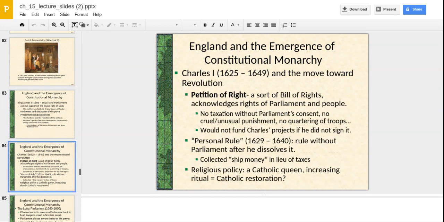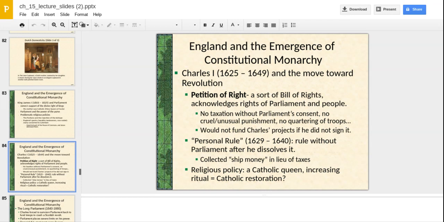Now, his successor is Charles I, and this is going to push us towards our move towards revolution. The institution of the Petition of Right, which was sort of a Bill of Rights, it acknowledges the rights of both Parliament and the people. So already England's saying we're not down with this absolute monarchy stuff. There's no taxation without Parliament's consent. There's no cruel or unusual punishment that kings have done in the past. And there's no quartering of troops, which is interesting because these are some of the things that we're going to, as Americans, have a problem with later on under King George III. So Parliament refused to fund Charles's projects if he does not sign it.